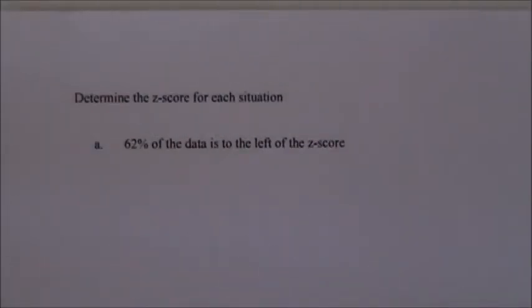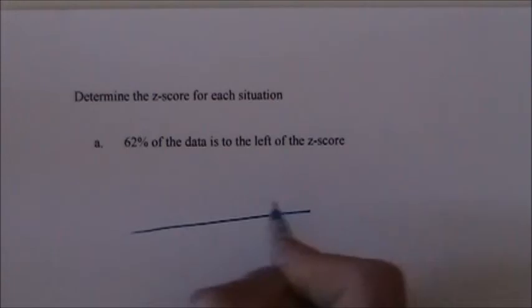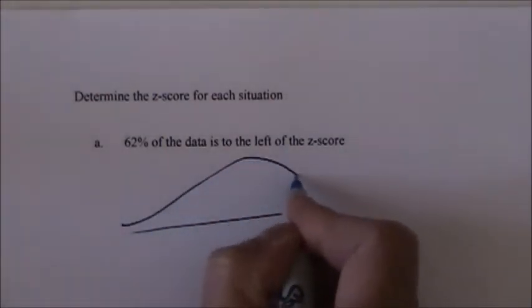Sometimes we are given the area under the curve and asked for the z-score or the x value. For this example, it says determine the z-score for each situation. And the first situation says 62% of the data is to the left of the z-score. So as we go to look at it, here's our bell curve.